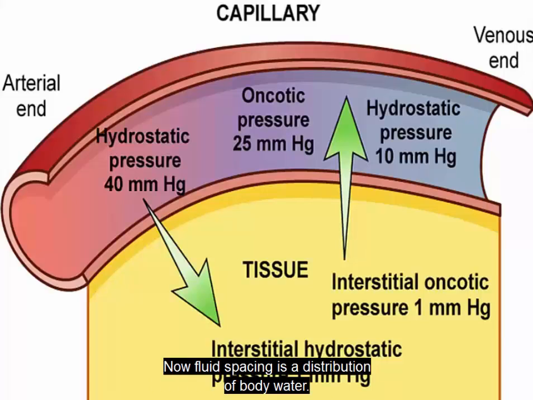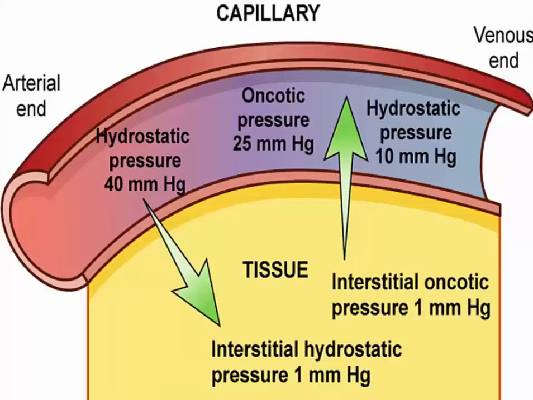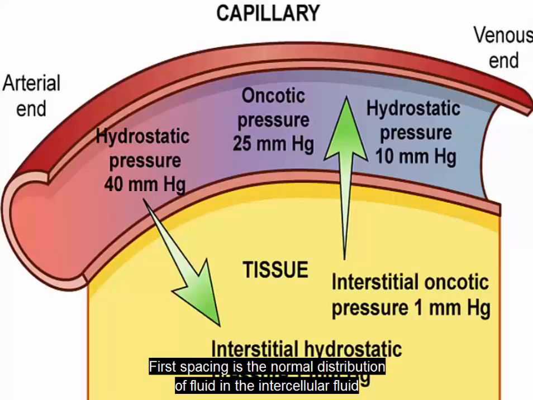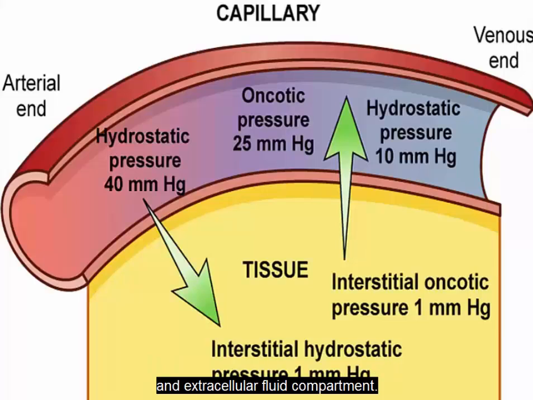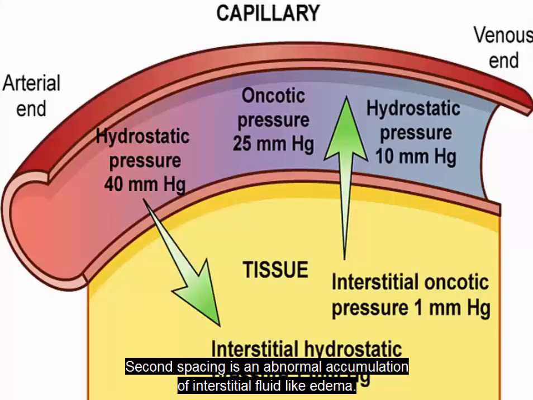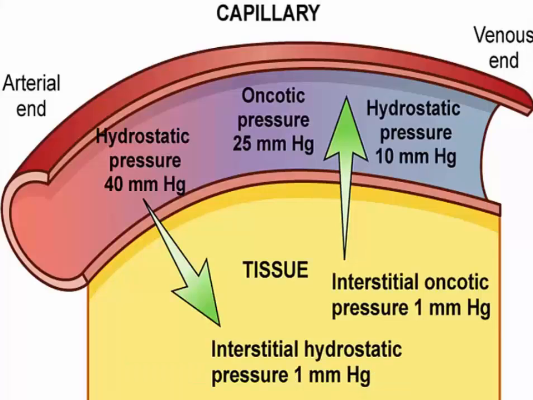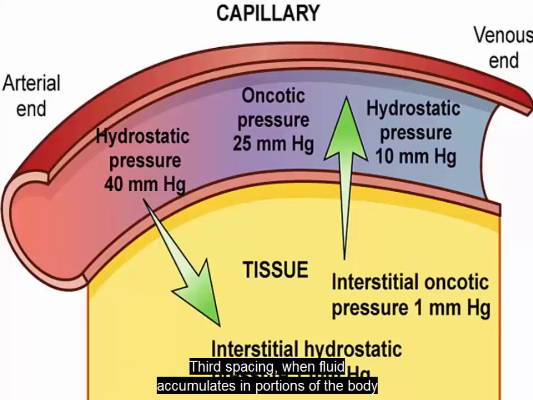Now, fluid spacing is the distribution of body water. First spacing is the normal distribution of fluid in the intracellular fluid and extracellular fluid compartments. Second spacing is an abnormal accumulation of interstitial fluid, like edema. Third spacing is when fluid accumulates in portions of the body from which it cannot easily exchange with the rest of the extracellular fluid. Third space fluid is trapped and unavailable for functional use. Ascites is an example of third spaced fluid.